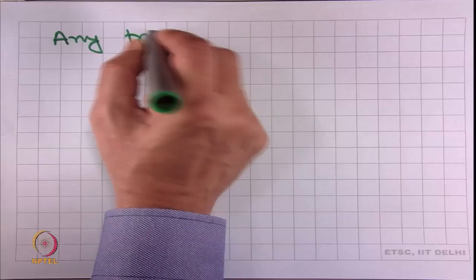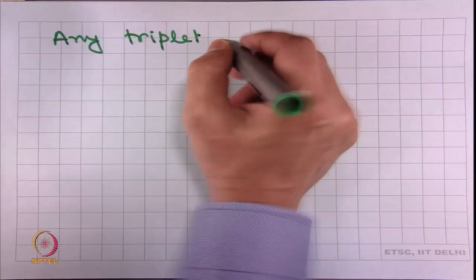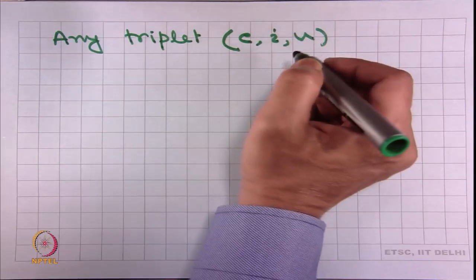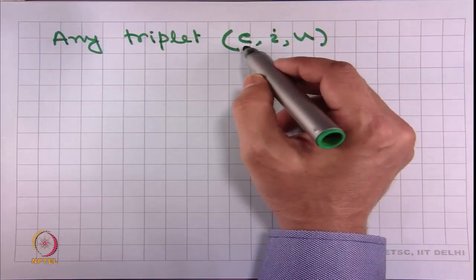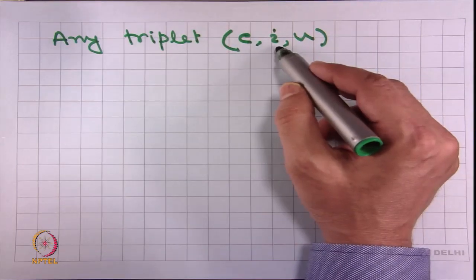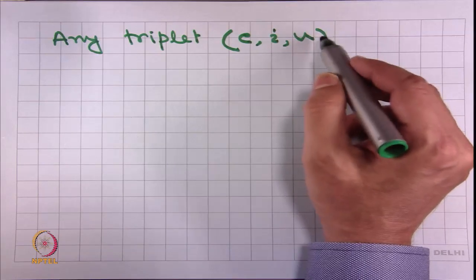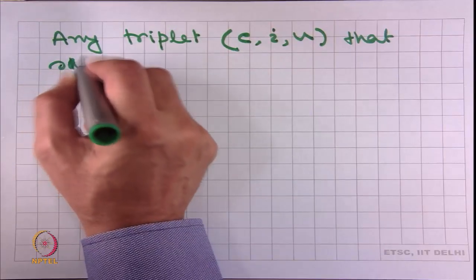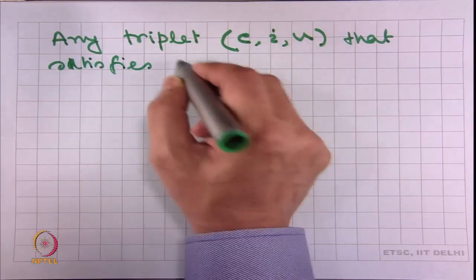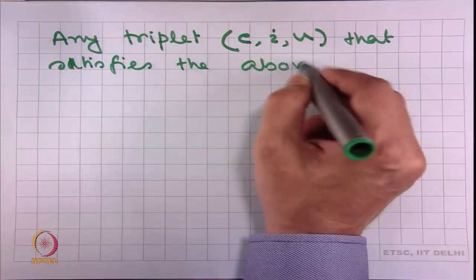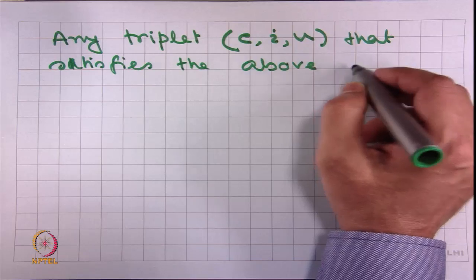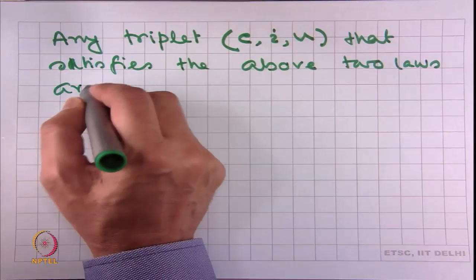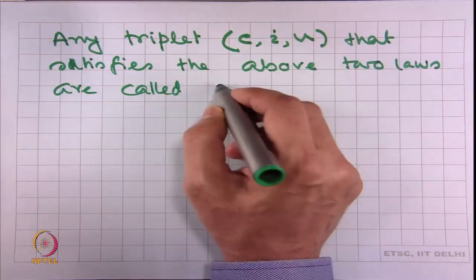Any triplet C, I, U, where C is a complementation function, I is an intersection function and U is a union function, that satisfies the above two laws, is called a dual triplet.